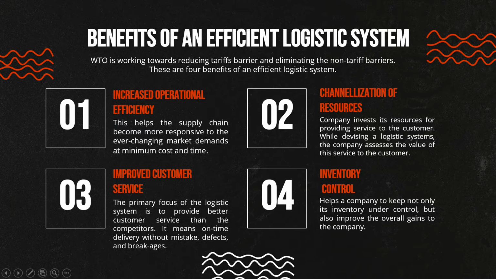The third one is improved customer service. In every organization, depending on individual functions, each department has its own priorities. For example, the production department would want all inputs and consumables to be always available in inventory, whereas the purchase and planning department may want to keep the inventory levels low. So, the primary focus of the logistics system should be to provide better customer service than the other competitors. In other words, it means on-time delivery without mistakes, defects, and breakages.